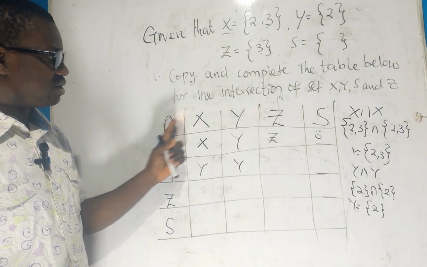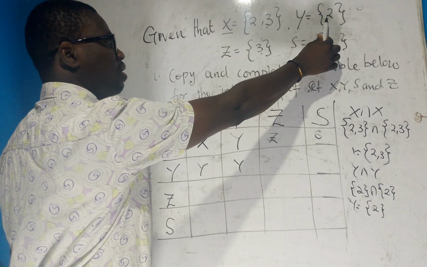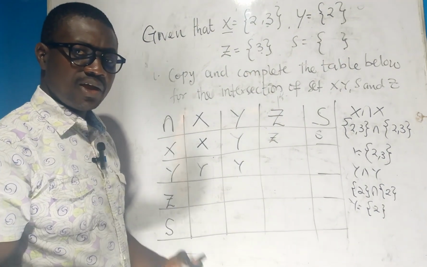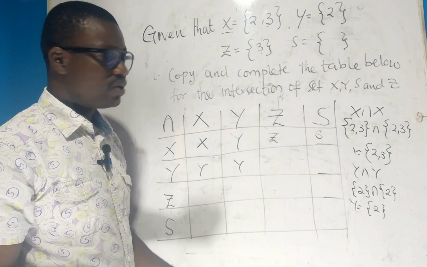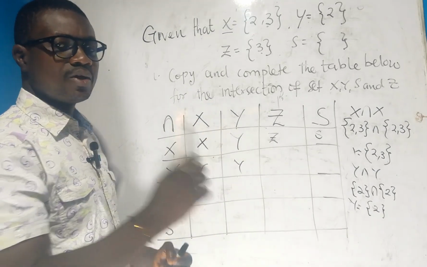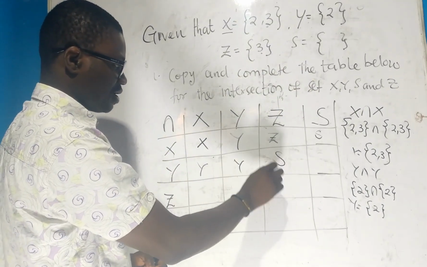Y intersection z. Now y is 2, z is 3. Is there any intersection? No. So the answer is an empty set. Which of the sets is an empty set? S. So you put your answer s there.